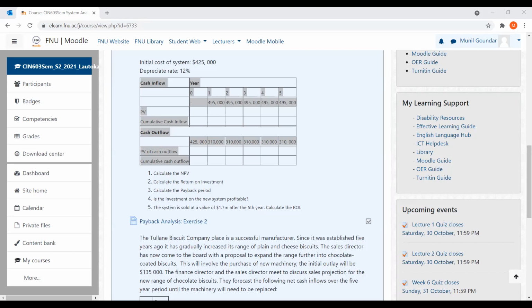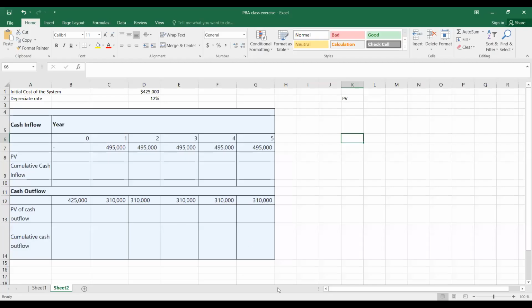Excuse me, sir, we are not able to see the screen. We are just seeing the model. All good now? Yes, now good. Okay, thank you.